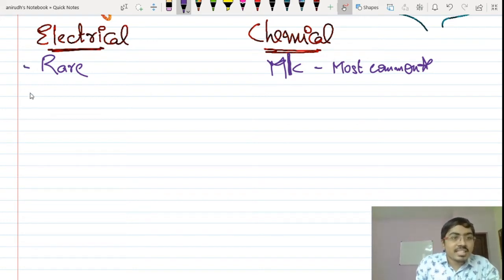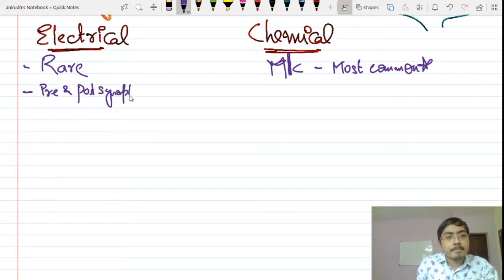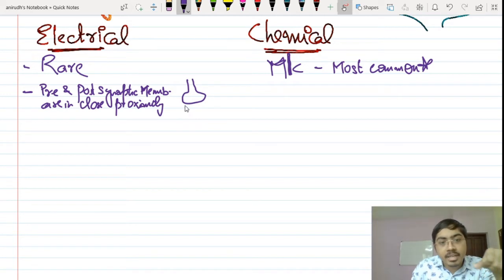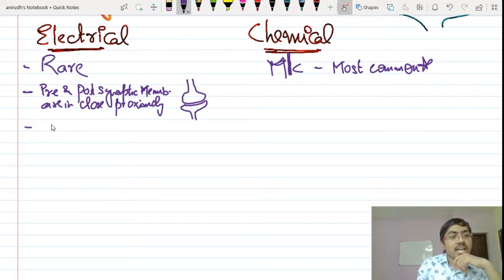Okay, so electrical synapse, if you just see about this, the pre and postsynaptic membranes are in close proximity. What do I mean by that? If this is the presynaptic membrane, synaptic knob and presynaptic membrane, the postsynaptic membrane will be somewhat like this. See, this looks like it doesn't have any synaptic cleft. So you don't have a synaptic cleft here.